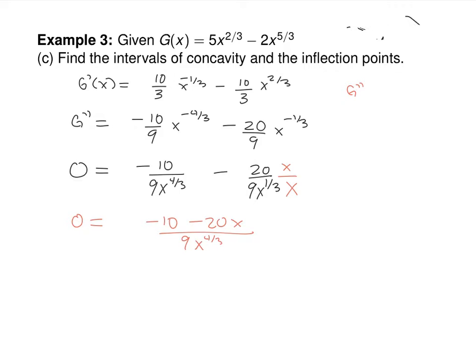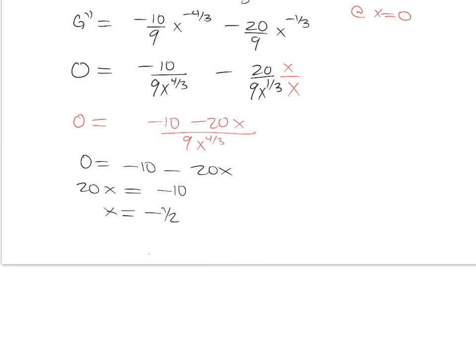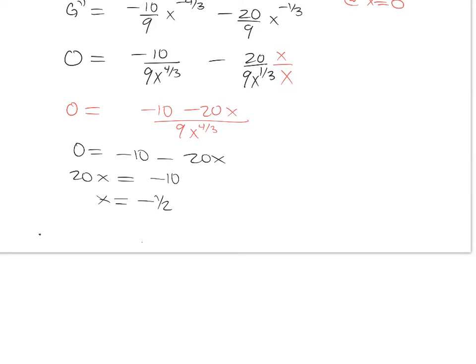So where is g prime prime undefined? At 0, yep. And then solving the rest of it equal to 0. So 0 equals negative 10 minus 20x. 20x equals negative 10. So x equals what? Negative 1/2. Great. Negative 1/2 and 0.